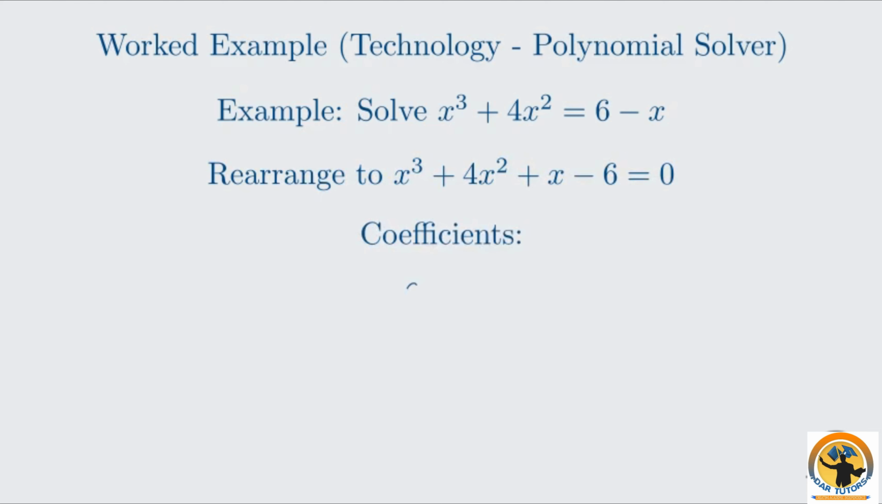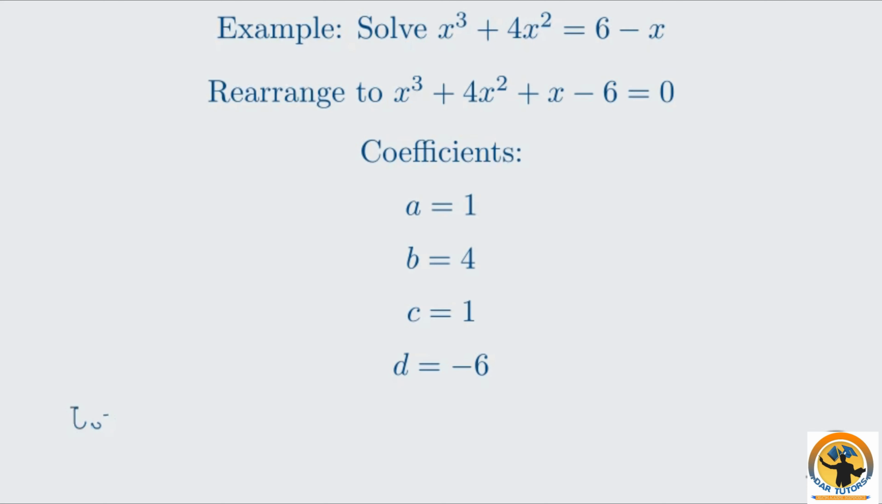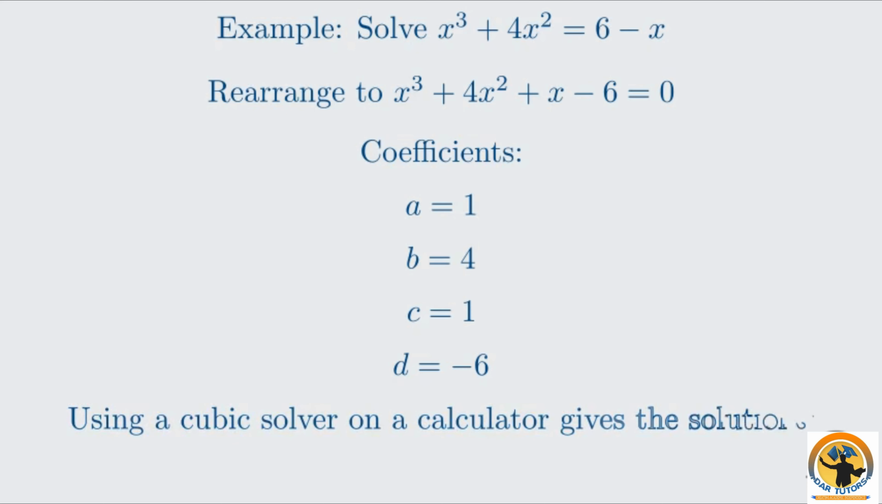The coefficient of x cubed, a, is 1. The coefficient of x squared, b, is 4. The coefficient of x, c, is 1, and the constant term, d, is -6. You would now enter these values into the cubic solver on your graphics calculator. The calculator will provide the solutions for x. The solutions are x equals 1, x equals -2, and x equals -3. The polynomial solver is extremely efficient for these types of problems, often finding exact solutions.